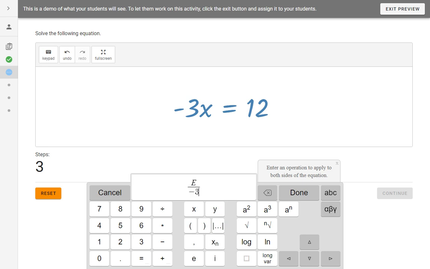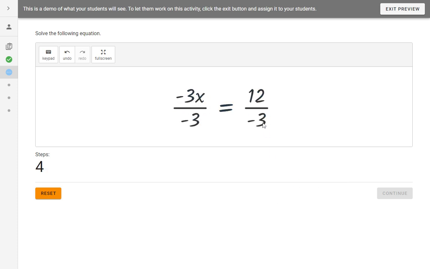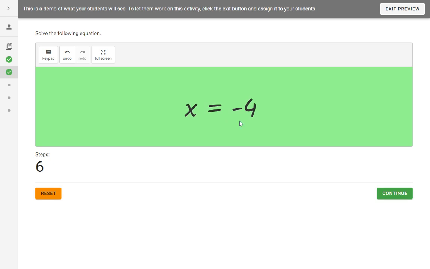Or, of course, I can push divide. Remember, I have to divide both sides by negative 3, not just 3. Click done, and I'll click on the bottom to actually do the division to cancel, and x equals negative 4.